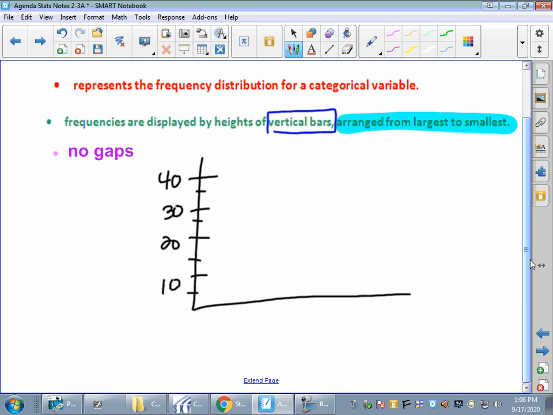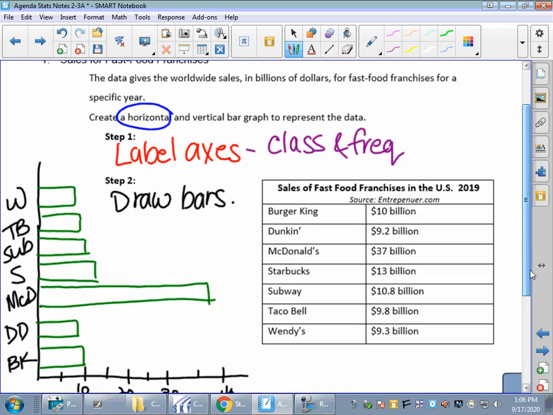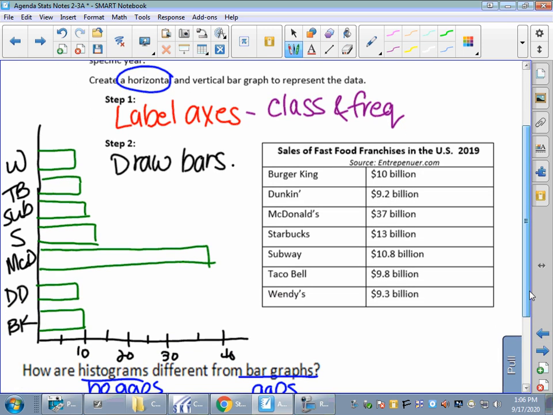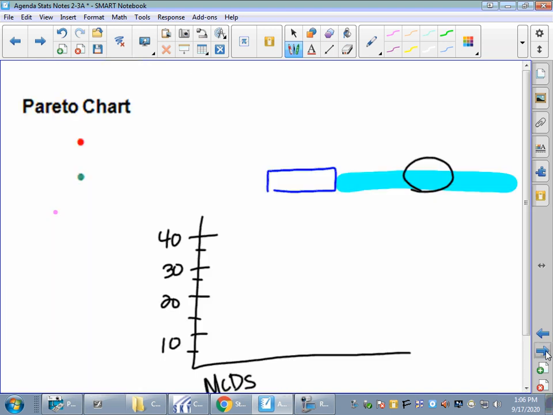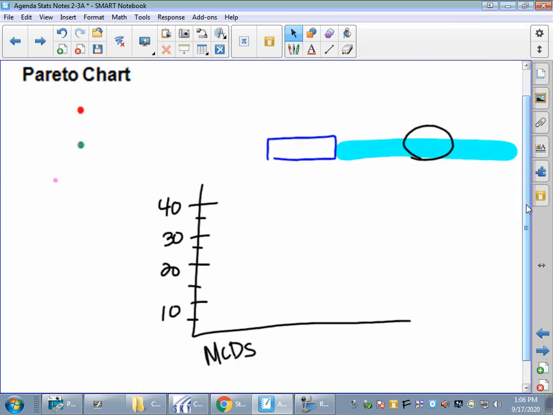And I would have my qualitative classes along the bottom. The thing is you have to look at arranging from largest to smallest. So McDonald's would go first, and I think, was it Wendy's? Dunkin' went last. So here's my largest, and here's my smallest. Everything else gets arranged in between in order from smallest to largest.